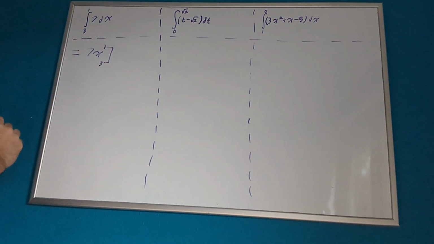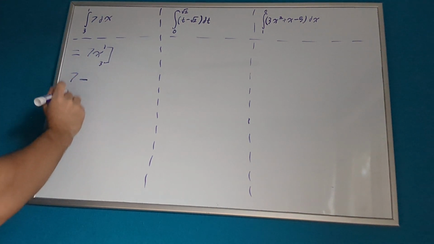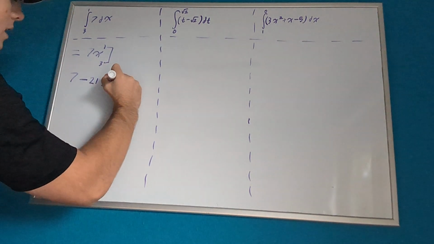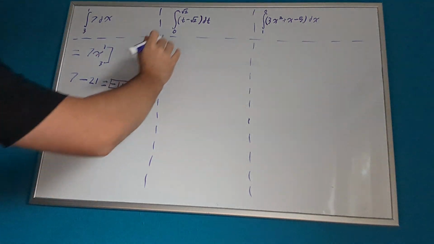We start with 7x when x equals 1, which is 7, and then minus 7x when x equals 3, which is 21. So 7 minus 21 is just negative 14, and that's our answer. All right, then let's move on to this one.